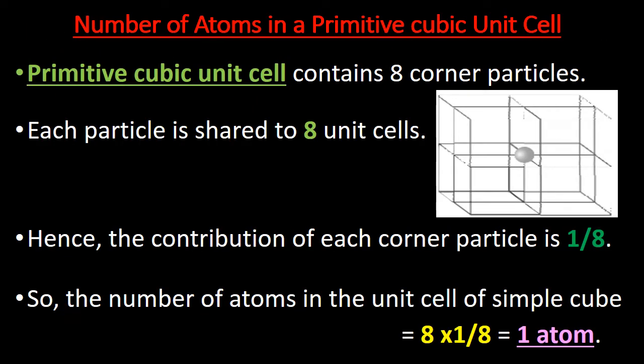Let us know how to calculate the number of atoms in a primitive cubic unit cell. A primitive cubic unit cell contains 8 corner particles. Each particle is shared by 8 unit cells, which you can see in the diagram. Hence, the contribution of each corner particle is 1 by 8. So, the number of atoms in the unit cell of a simple cube is 8 into 1 by 8, that is 1 atom. Hence, the number of atoms in a primitive cubic unit cell is 1.